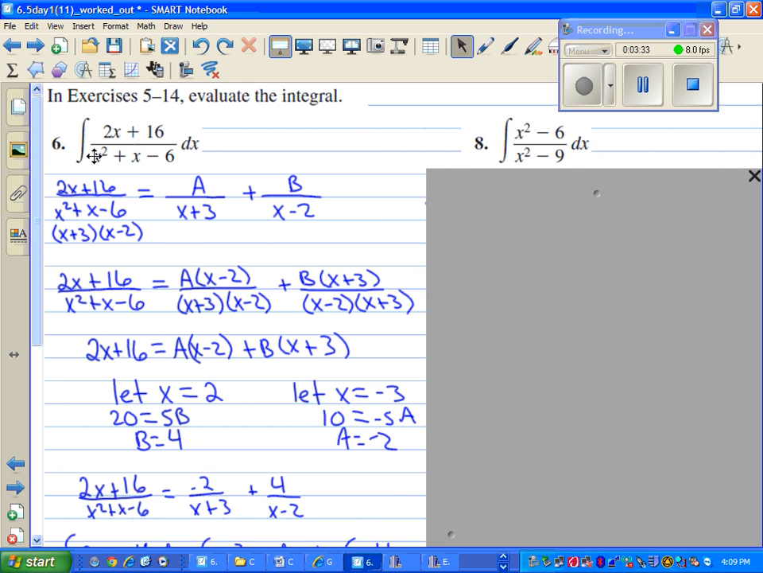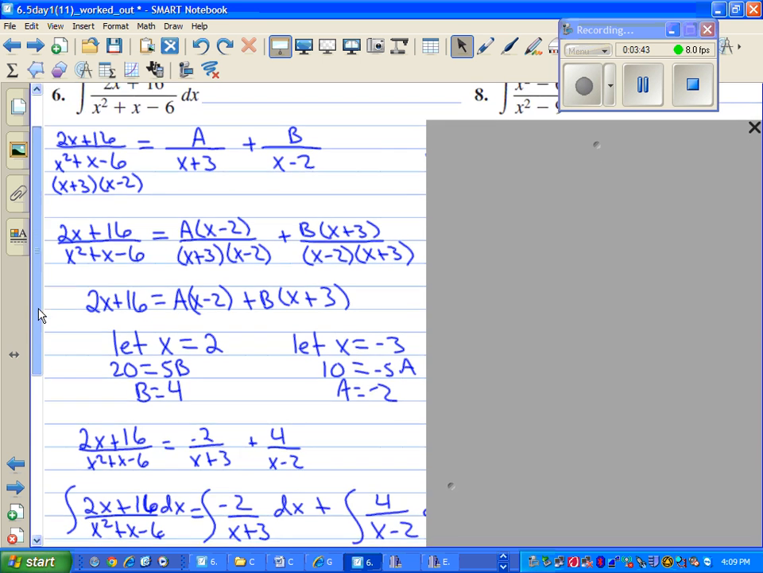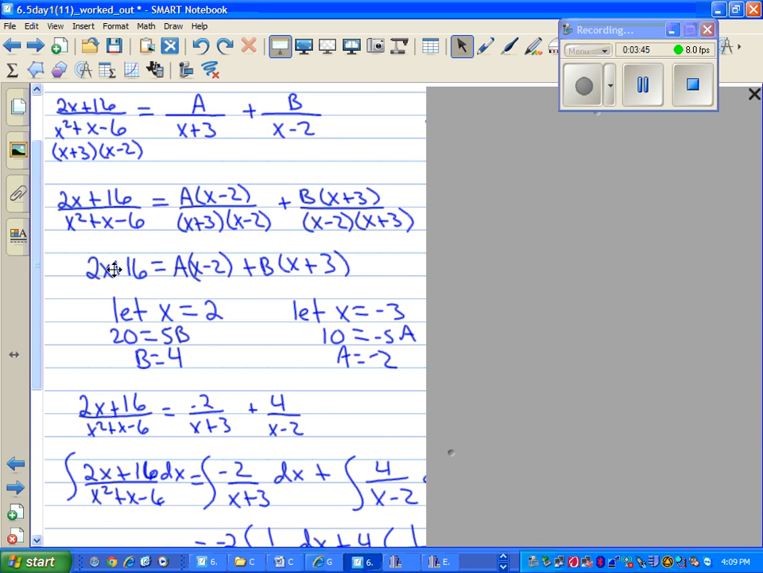Our first step is to factor x squared plus x minus 6. That factors into x plus 3 and x minus 2. Next step is the common denominator. And once all the denominators are exactly the same, all we have to do is worry about the numerators. If we let x equal 2, that's what makes this factor 0. We get B to be 4. And if we let x equal negative 3, then A is negative 2.